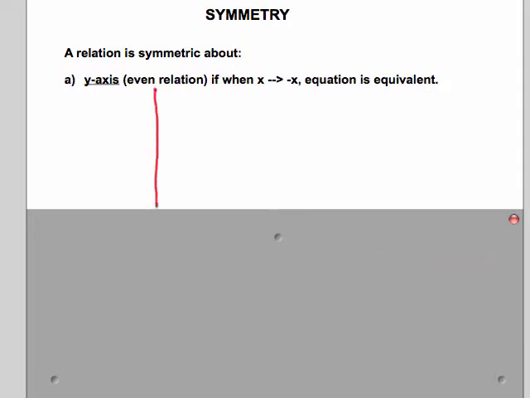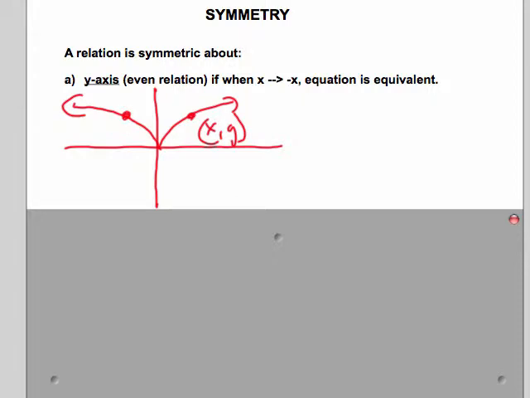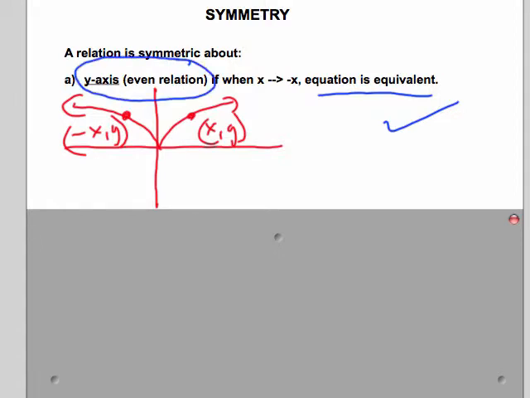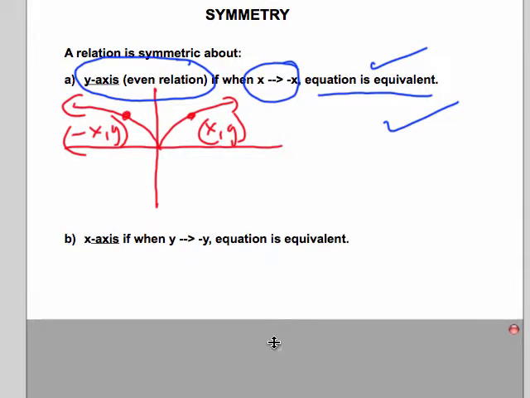So remember that when you reflect a graph across the y-axis, what happens is that the x-coordinates change sign and the y-coordinate stays the same. So if you make that change and reflect the graph across the y-axis and the graph's the same as it was before, which means the equation is the same as it was before, it means that you have symmetry about the y-axis. And we call that an even relation. So the way you check for evenness, symmetry about the y-axis, if you replace x with negative x and the graph is the same as it was before, the equation is the same, you have symmetry about the y-axis.